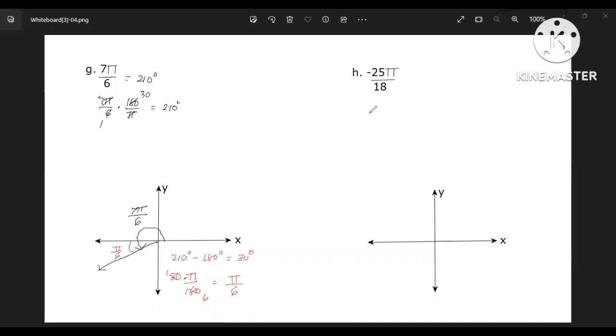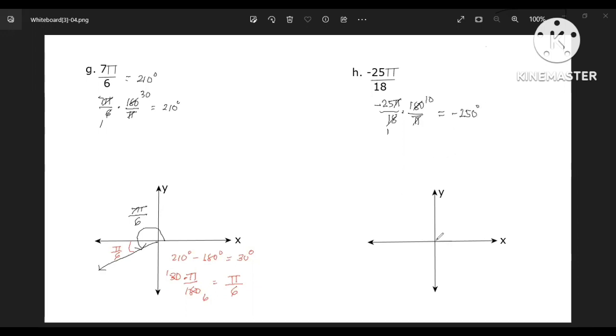Okay, let's go to letter H. We have negative 25 pi over 18. Again, let us convert this to degrees muna, no? Multiply this by 180 over pi. So, makakancel po ang pi. And then, cancel 180 and 18. This is 1 and this is 10, no? And negative 25 times 10 is negative 250 degrees.